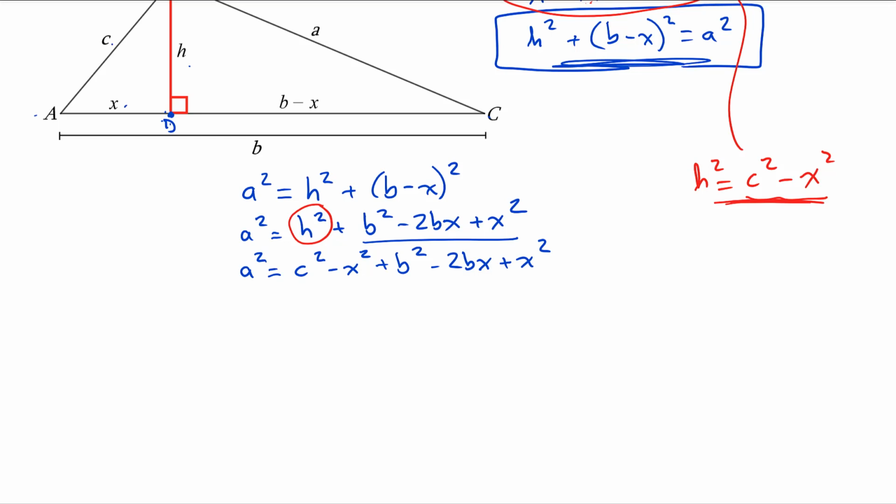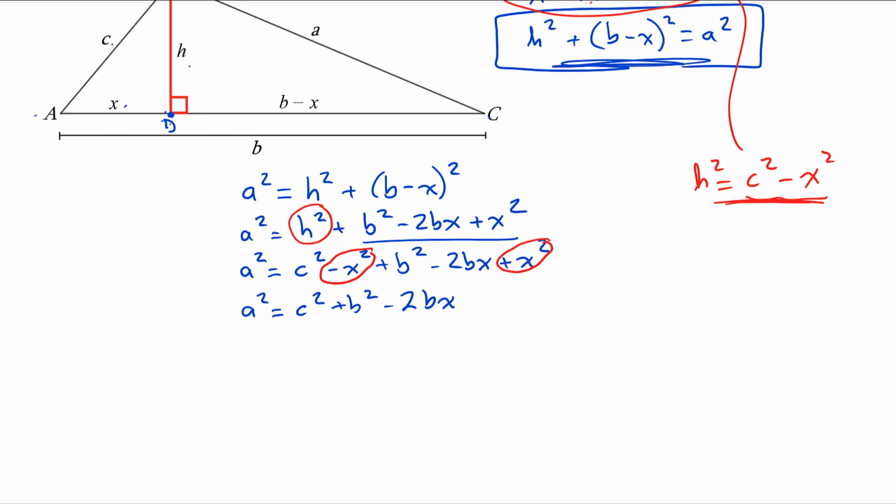Now, if you look closely here, we can combine some like terms. So we have a negative x squared and we have a positive x squared. And no matter what the value of x is, when we add negative x squared and positive x squared together, we get 0. So that's going to leave us with a squared is going to be c squared plus b squared equals 2 times b times x. Now we're almost to the law of cosines. We just have one more step.